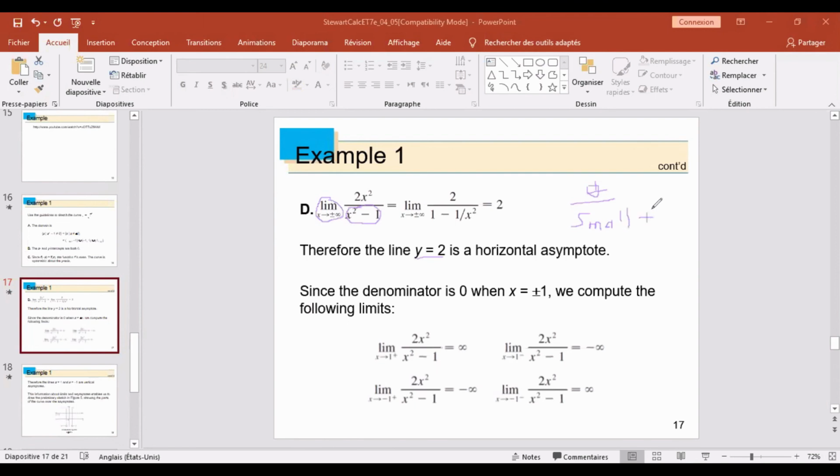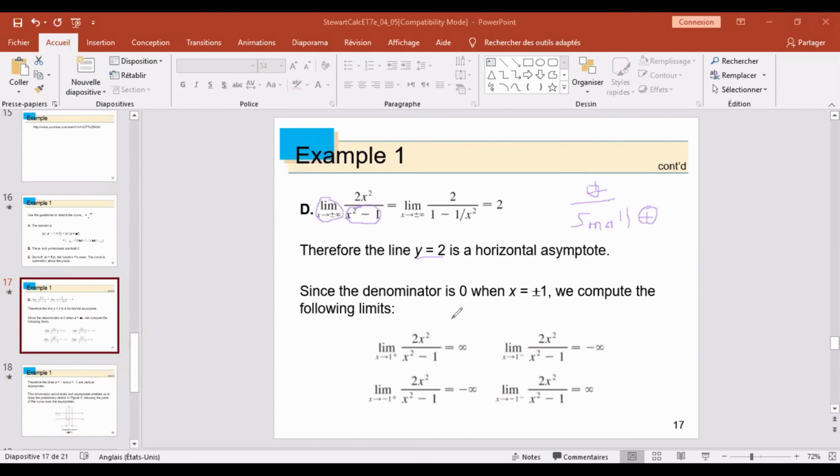For example, when we have positive divided by small positive, then the limit is plus infinity. When we have negative divided by small negative, the limit also is infinity. When we have negative divided by small positive, the limit is negative infinity. First of all, when we have some constant divided by small, the limit is infinity. In order to know if it's plus infinity or negative infinity, we have just to know the sign of your expression.